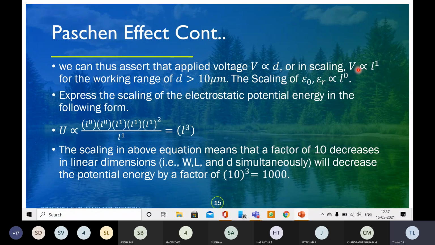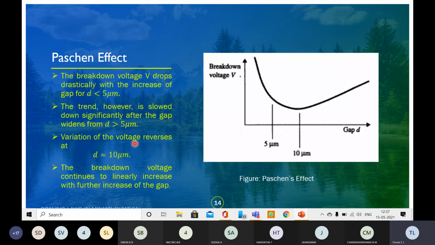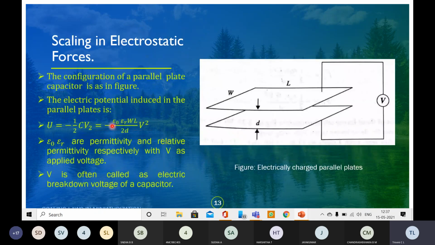With the scaling value, V is directly proportional to L to the power of 1 and D is greater than 10 micrometer, and the scaling values for epsilon naught and epsilon R will be taken as L to the power of 0 here. So these constants will be taken as 1. Now for that, let us represent the electrostatic potential energy. What is the electrostatic potential energy equation here? We know that it is equal to minus epsilon naught into epsilon R into W into L into V square by 2D.